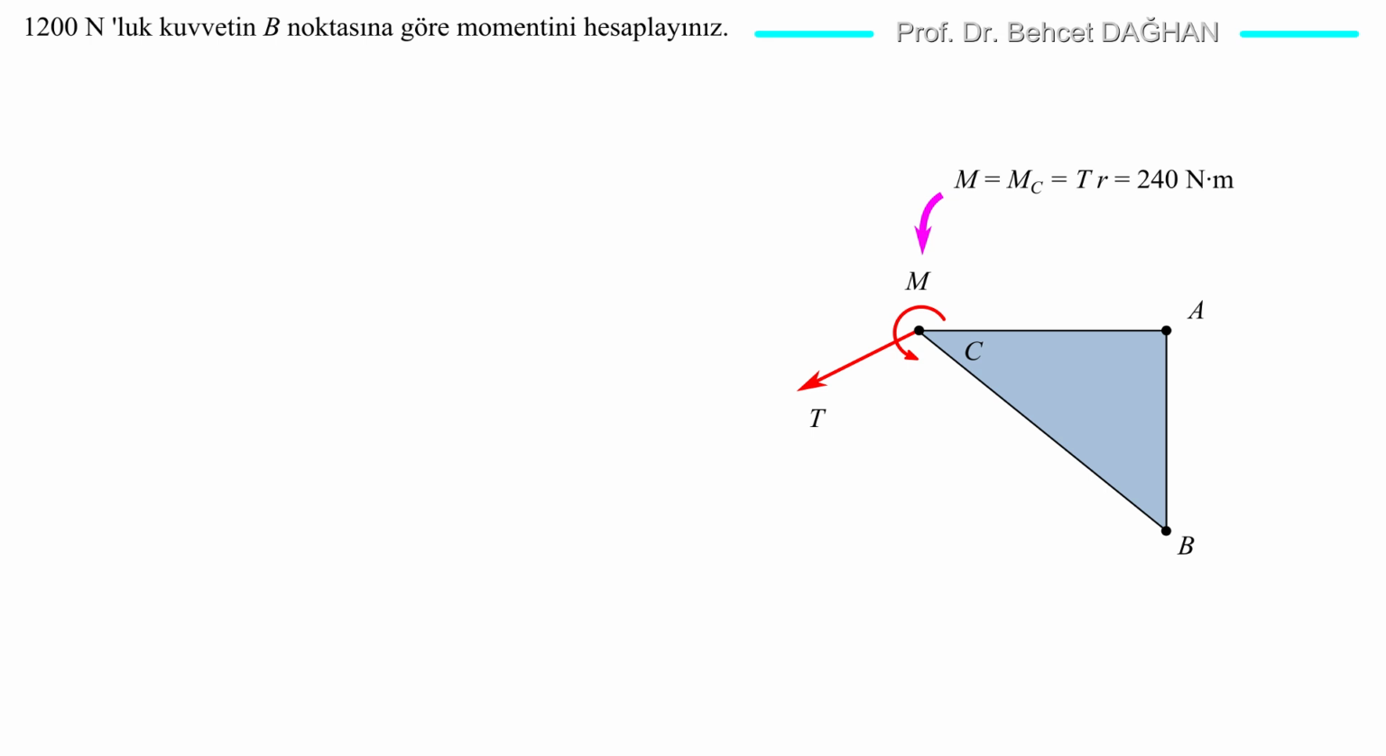So the moment of the couple that we will add to the system will be 240 newton meters. This system replaces the 1,200 newtons force that was applied previously. It has the same effect. Now, we will find the moment of this system, a system consisting of a force and a couple, about point B.